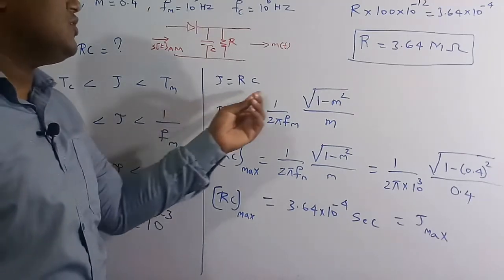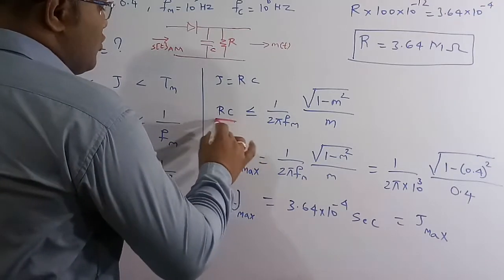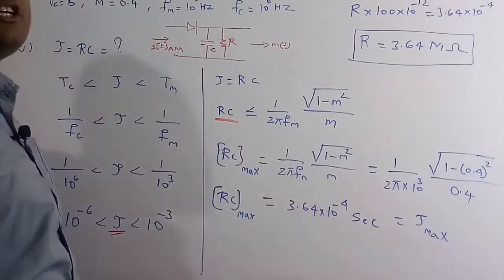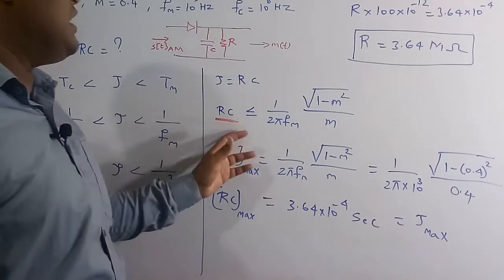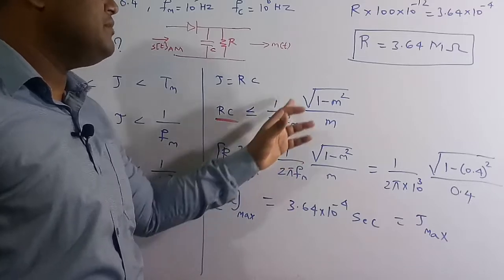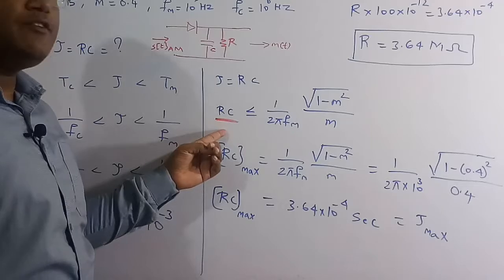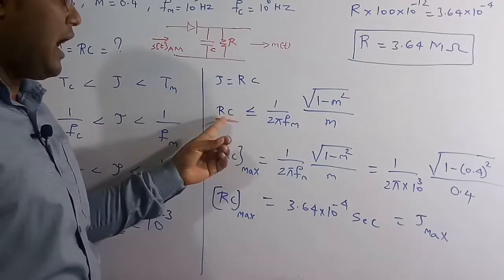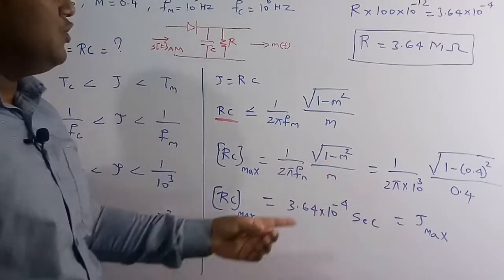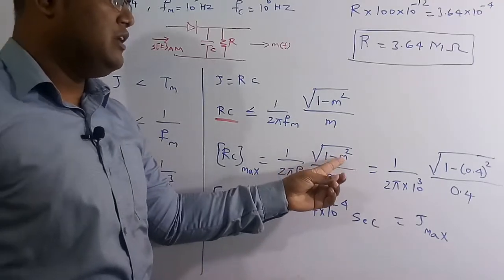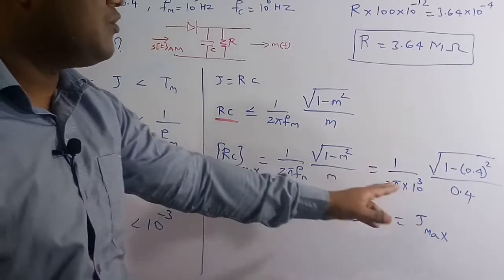We know tau is equal to RC, but the time constant is always less than or equal to 1 by 2 pi fm into under root of 1 minus m square by m. This is a very fundamental equation in communication systems. I want to find the maximum value, so RC max is equal to 1 by 2 pi fm under root of 1 minus m square by m. We know the values of fm and m, so substitute them: fm is 10 to the power of 3 and m is 0.4.